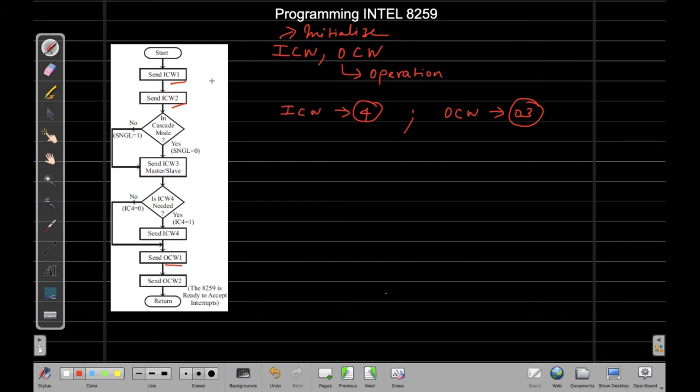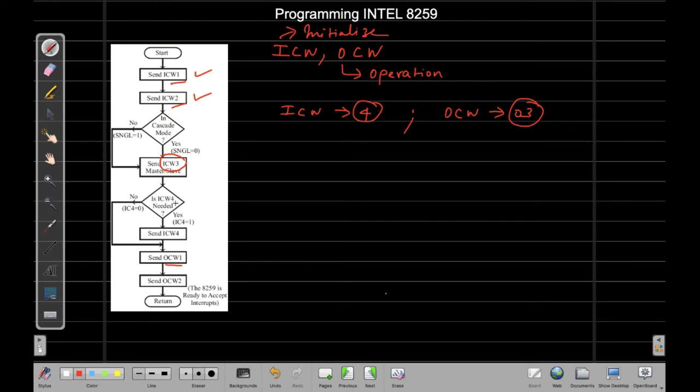So let me reiterate the flowchart which is shown here. First, the ICW1 control word is sent by the processor. Then the ICW2 control word is sent by the processor to 8259. Then the 8085 processor checks for the mode of operation, whether the 8259 is configured for cascade mode or single mode. If it is cascade mode, then the processor needs to send ICW3. If it is single mode, this step is skipped.